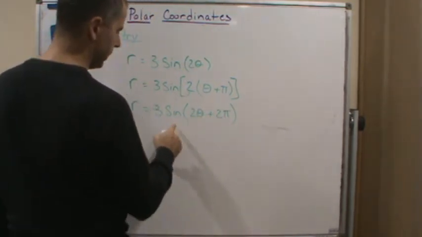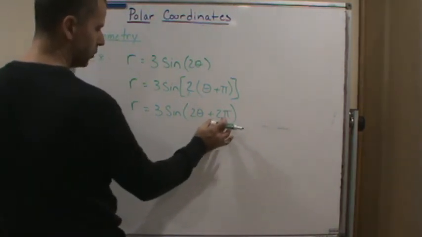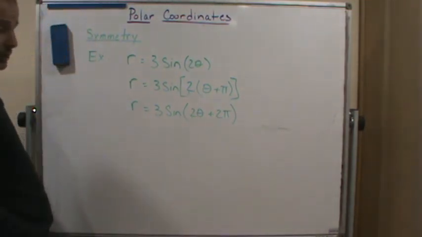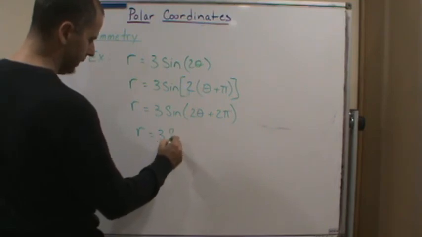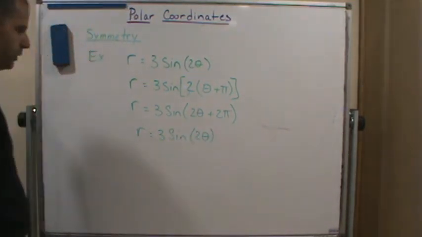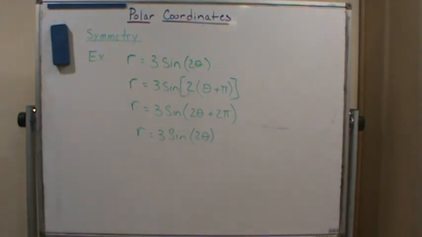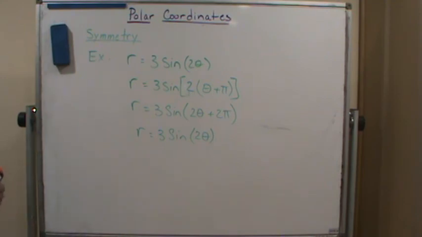And again, because sine has a period of 2 pi, we know that any multiple of 2 pi added to the angle is going to give you the same angle. So we get r is equal to 3 sine 2 theta, and so we do get the same function back out. We started with this, we ended with this, and so this is symmetric with respect to the pole.